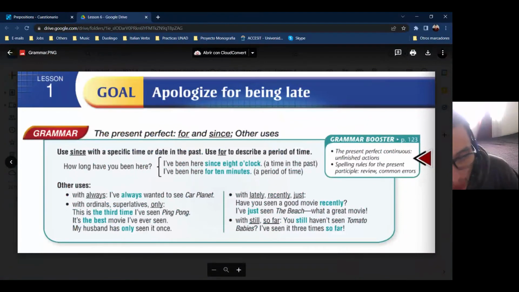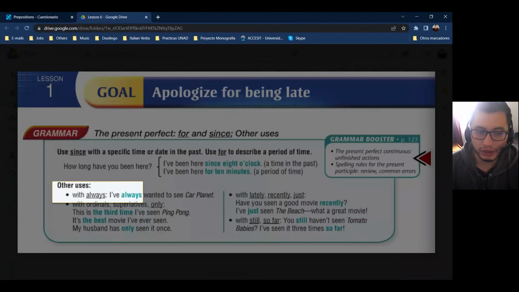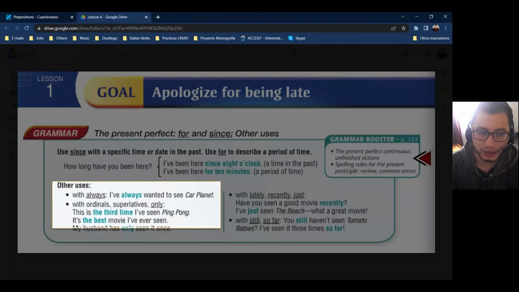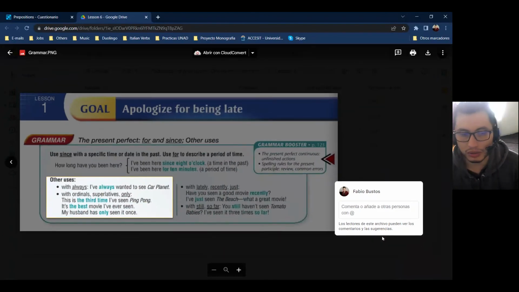Okay. Now we're going to understand the other uses of these words and different words that we can also use. So we have this. I've always wanted to see our planet. With ordinal numbers and superlatives, only. This is the third time I have seen Ping Pong. It is the best movie I have ever seen. My husband has only seen it once. Okay, so we're going to focus on this.